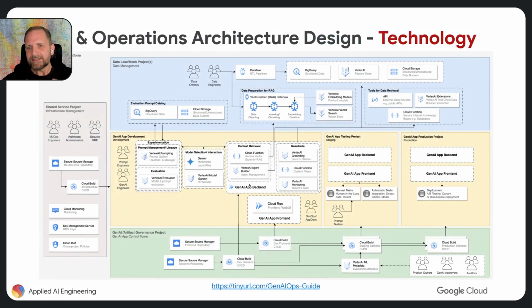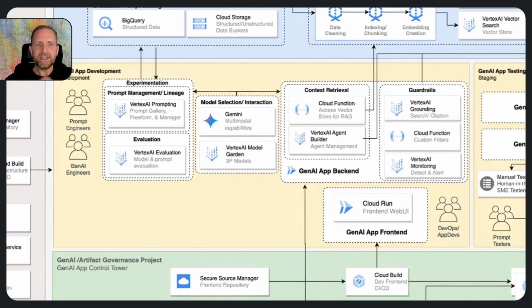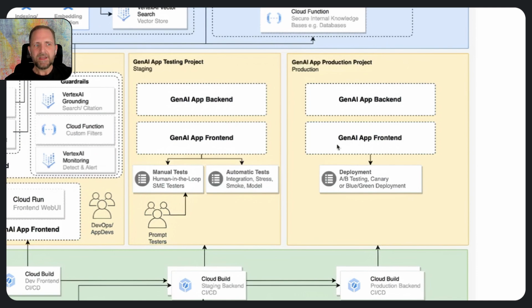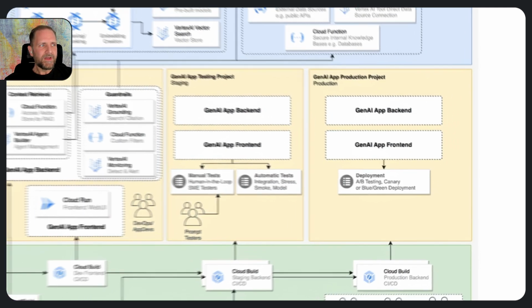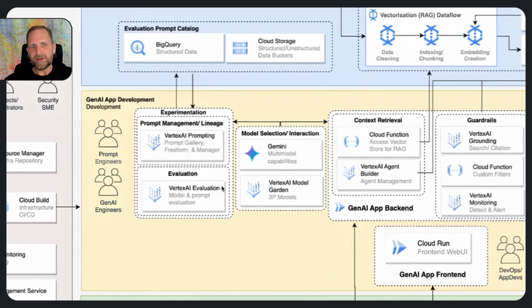So this looks quite similar to the MLOps architecture design that I showed you earlier. But now in the middle, instead of the MLOps dev and staging projects, we have the GenAI application development project, then the GenAI application staging project, and the production one. In the development project, we have the prompt engineers and GenAI developers conducting their experimentation, as we saw earlier, to check and select the right models from those available.